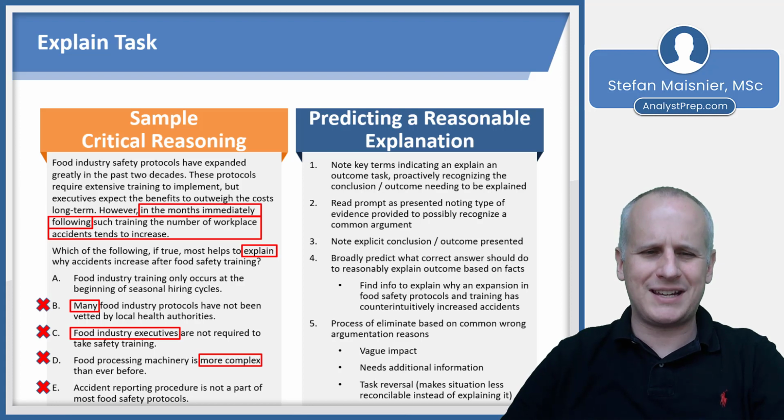But if we read choice A, food industry training only occurs at the beginning of seasonal hiring cycles. Well, who's getting trained? It's new people. And those new people will probably take some time to get acclimated to the job, not just those food safety protocols and training. So choice A reasonably explains the circumstance and is our correct answer.